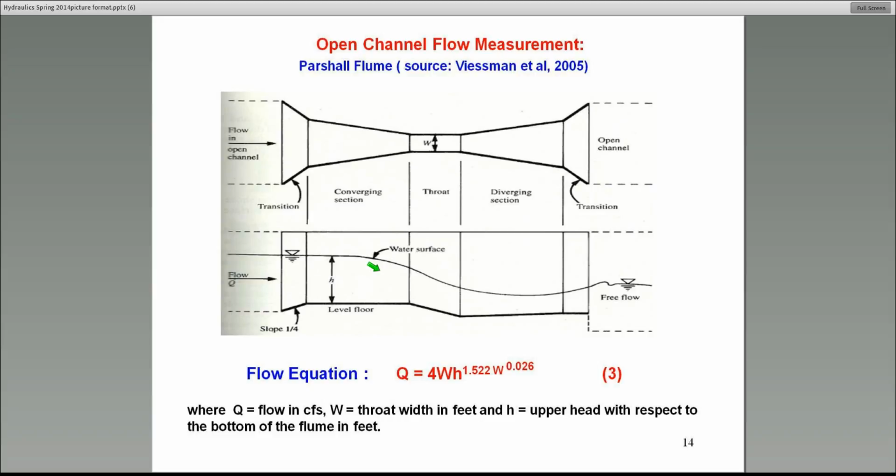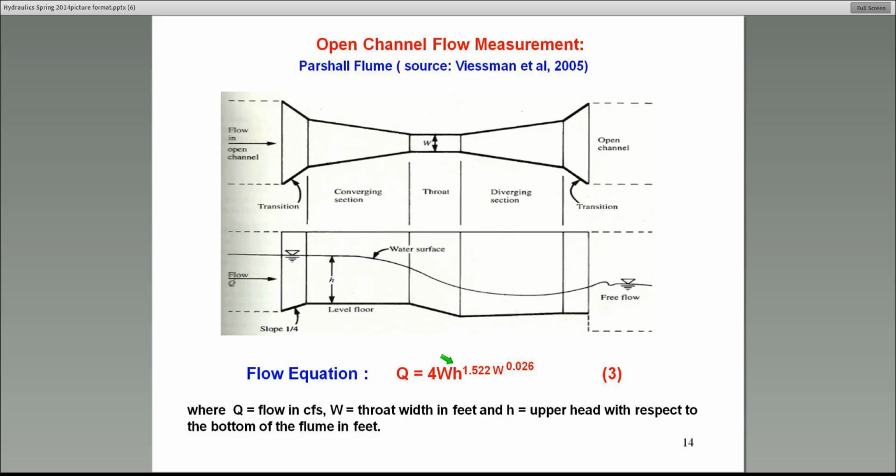Does that explain your question? Somebody asked me about parentheses. Yes, I will explain that. For example, this equation is 4 times W times h to the power 1.522, and that whole thing is raised to the power W raised to the power 0.026. I know this is a little messy, so what I suggest in using this equation is, first calculate W to the power of 0.026, and then multiply by 1.522, and then that becomes the new exponent for h. Is that clear? If you want to put parentheses, that's fine. I don't see the need for it.